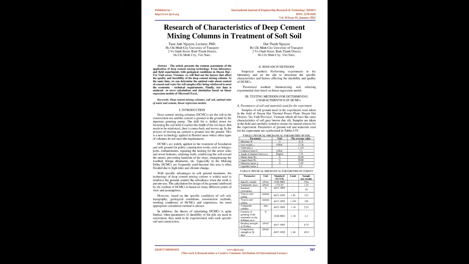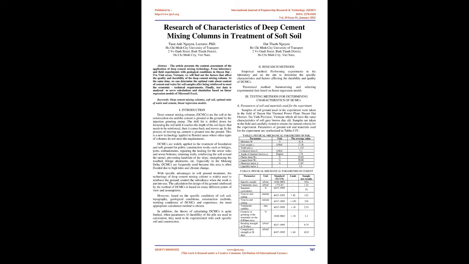DCMCs are widely applied in the treatment of foundation and soft ground for public construction works such as bridges, ports, embankments, repairing the leaking for the sewer sides and sewer bottoms, retaining walls, reinforcing the soil around the tunnel, preventing landslide of the slope, strengthening the roadbed, bridge abutments, etc. Especially in the Mekong Delta, DCMCs are frequently used because this area is often flooded due to high tides and climate change. With specific advantages in soft ground treatment, the technology of deep cement mixing column is widely used to reinforce the ground, control the subsidence when the work is put into use.